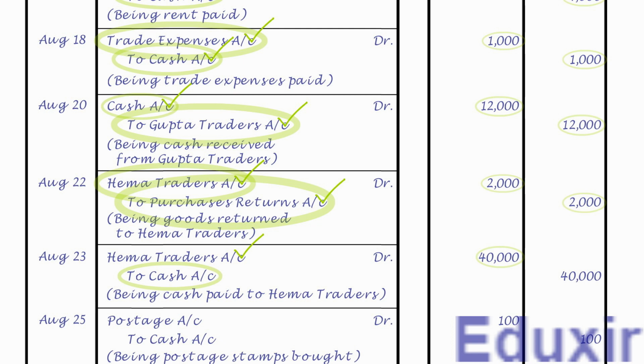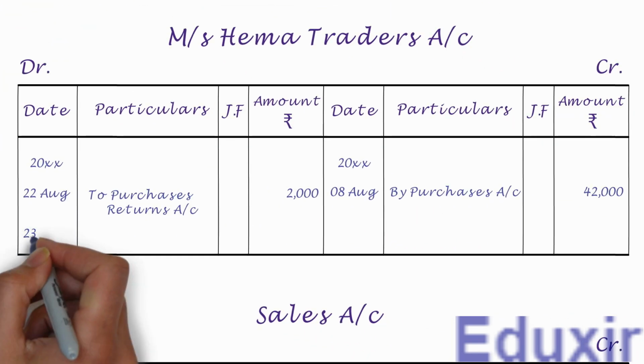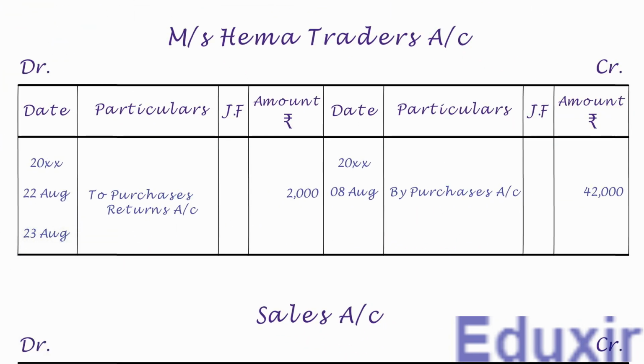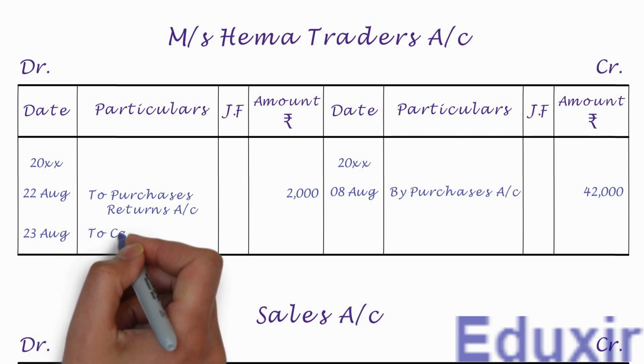Now on the debit side, let us first write the date in the date column. We need to write to cash account into the particulars column.